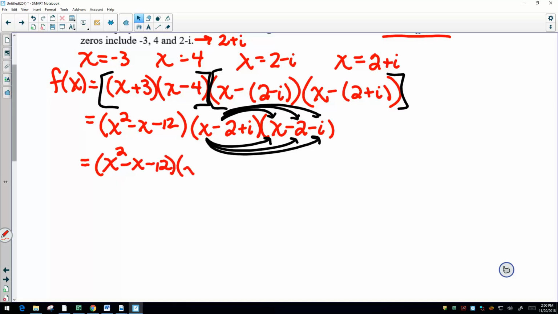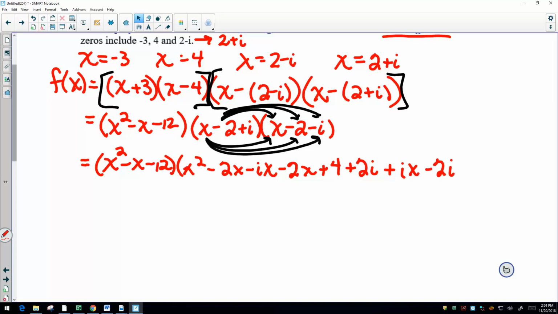Expanding this out, we're going to have x squared minus 2x minus ix. Next term, starting with negative 2: negative 2x plus 4 plus 2i. Now we're on our last term, distributing that i through. So I have plus ix minus 2i minus i squared. That's a lot. But the nice thing is most of this should drop out.